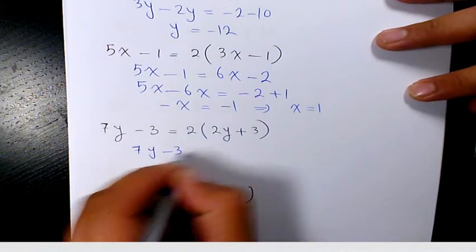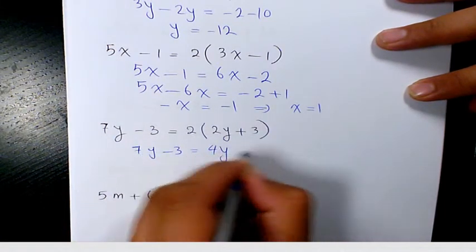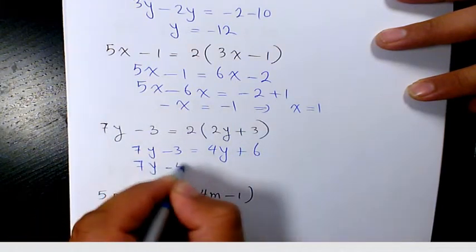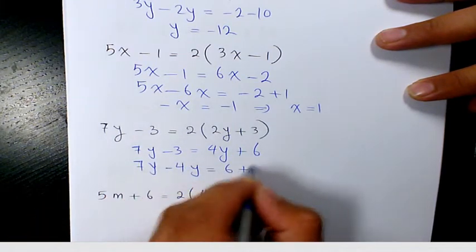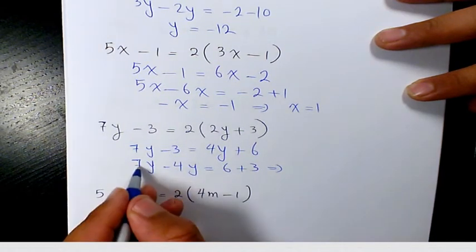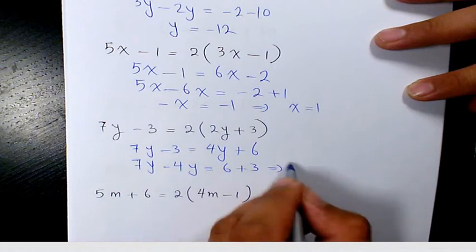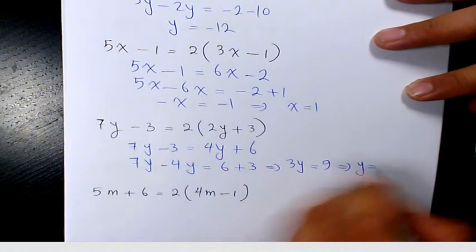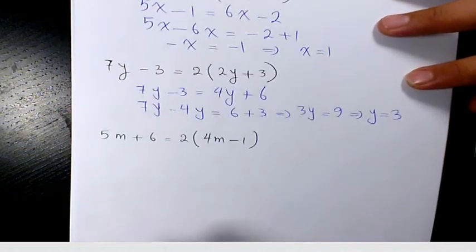7y minus 3, 2 times 2y, 4y, plus 2 times 3 is going to be 6. So we have 7y minus 4y equals 6 plus 3, because you move negative 3 to this side, so it's going to be positive. So 7y minus 4y is going to be 3y, 6 plus 3 is going to be 9. So y will be 9 divided by 3, which is 3.